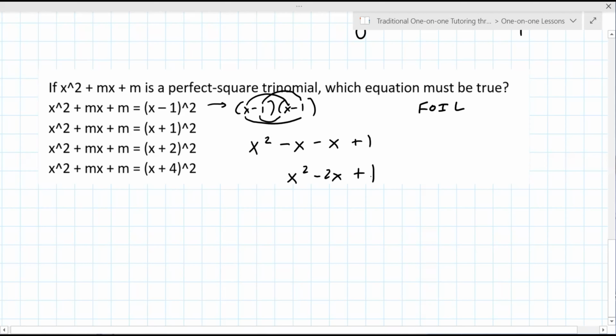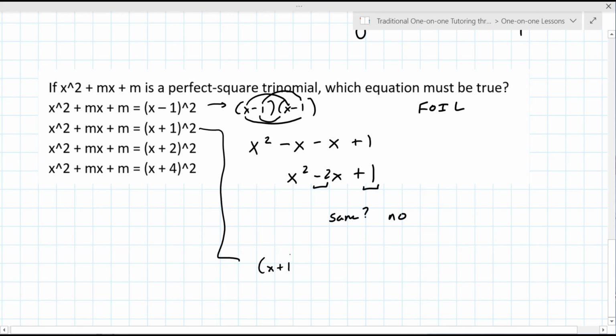Let me know if you see where the discrepancy is between my work and yours. Okay, so to actually answer this question now, you have to look at this number right here, the minus two and the plus one, and ask, are they the same? And you would say no. Right, yeah. Okay, so I'm gonna foil the next one here.